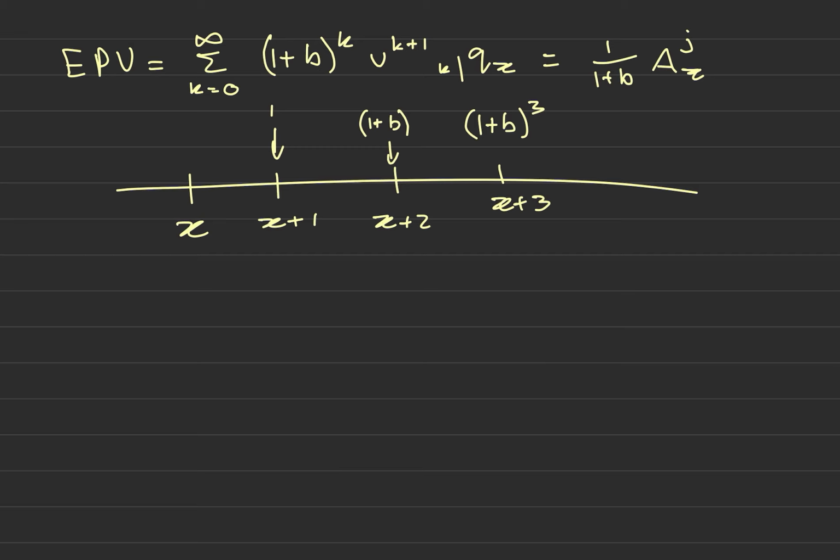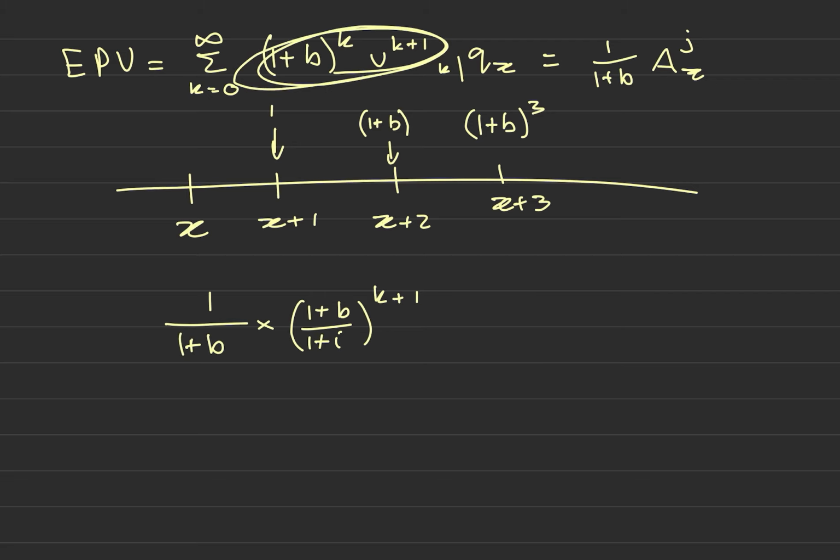And so when I group those two together, I would get (1 plus b) over (1 plus i) to the k, and then that'll be times by, or let's just put up here, plus 1. And then outside here, I must multiply by this 1 over 1 plus b. Okay, so essentially I'm just dealing with these two terms in this summation.